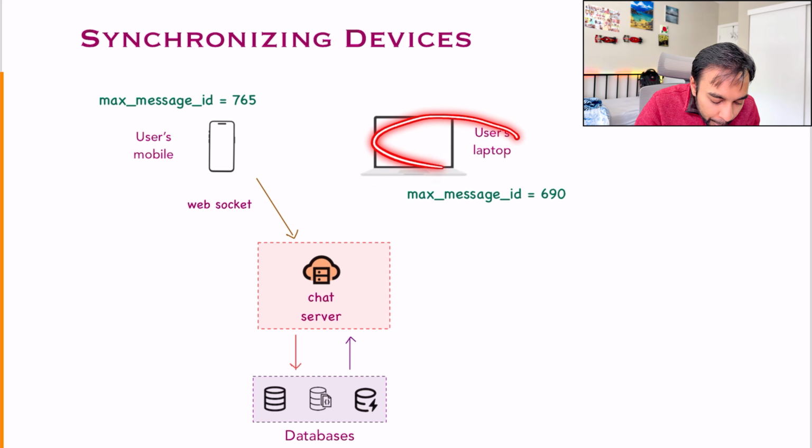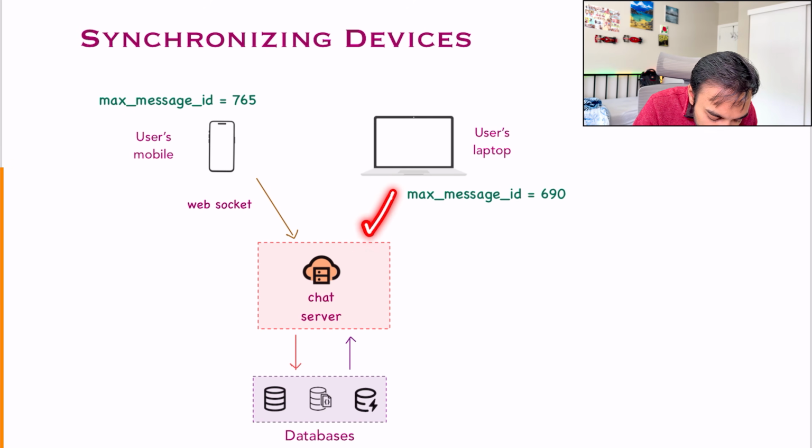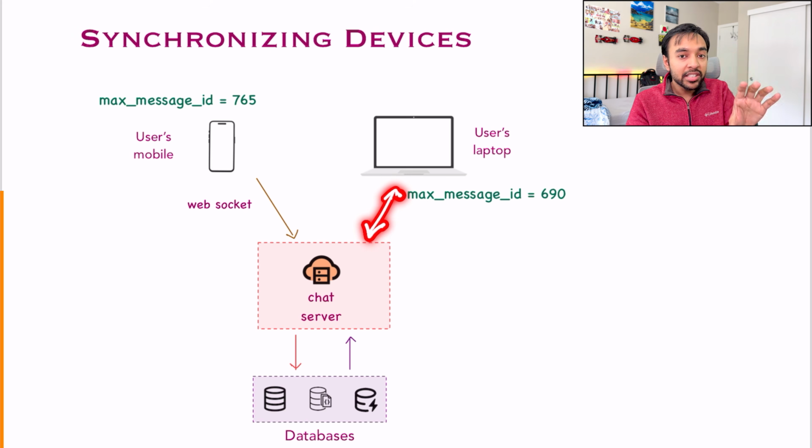Now, what happens as soon as you open up your laptop? Let us say you opened up your laptop, and how do you authenticate? You have some kind of a QR code on your mobile. You scan it and now you are connecting. So there can be one idea that using that QR code, you connect to the same chat server. So now you have established the same kind of a web socket with your chat server.